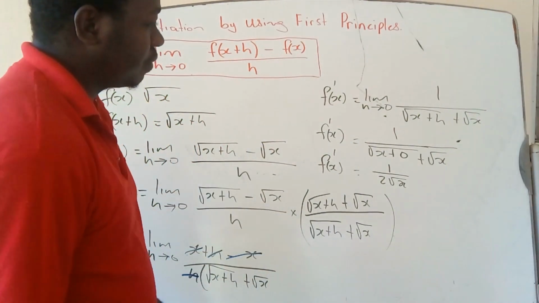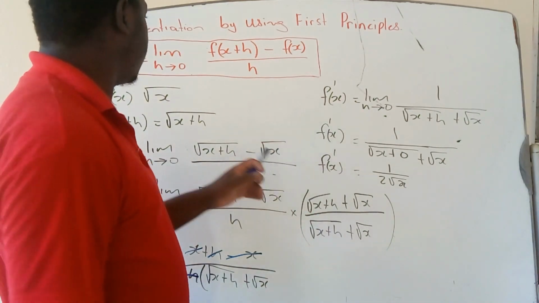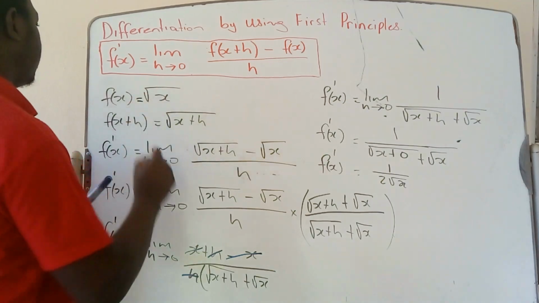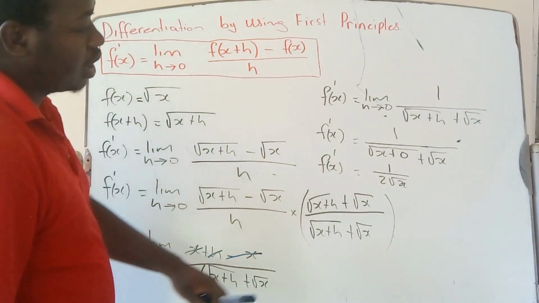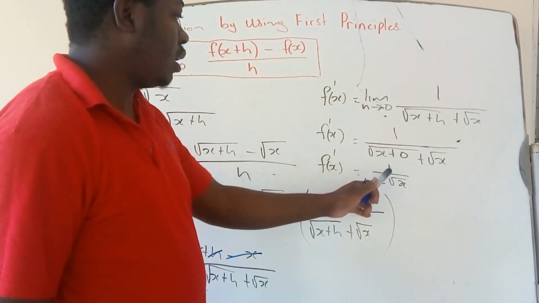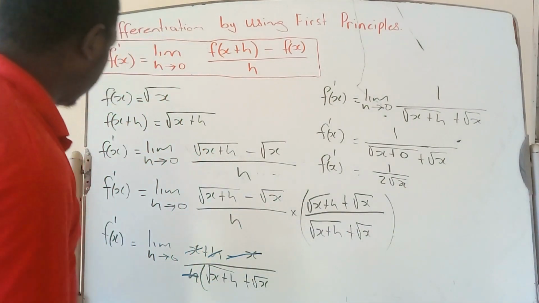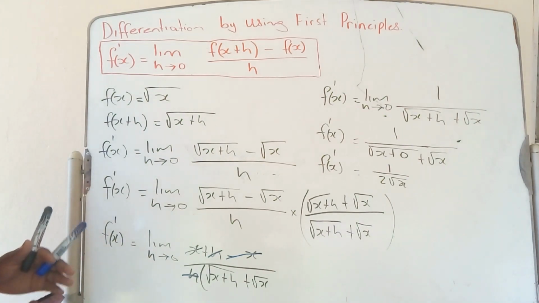Alright? So the derivative of this function, f of x is equal to root x, is equal to 1 all divided by 2 root x. Alright? Let's look at another problem.